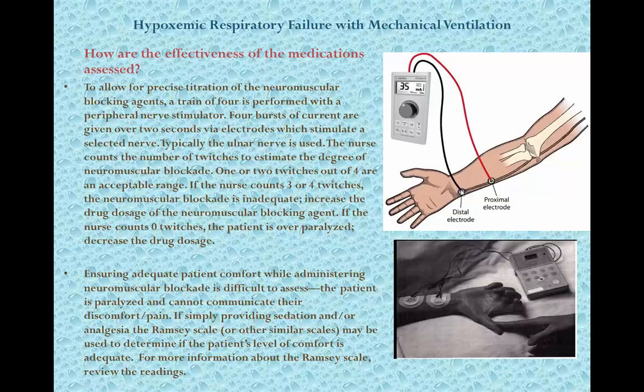You should see the nerve twitch, and you count the twitches. So with every burst of electricity, you count the twitch. If the nurse counts 2 twitches out of the 4 twitches, then that is considered an acceptable range of a paralytic. If the nurse counts 3 or 4 twitches, that means the nerve is working. We don't want that nerve to work. It's supposed to be paralyzed. So that means that the neuromuscular blockade is inadequate and we need to increase the drug dosage. If the nerve counts 0 twitches, meaning the nerve didn't respond at all, the patient is over-paralyzed and you want to decrease the drug dose.